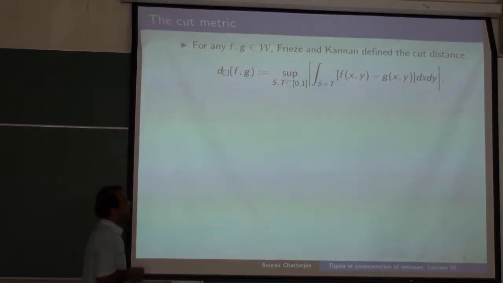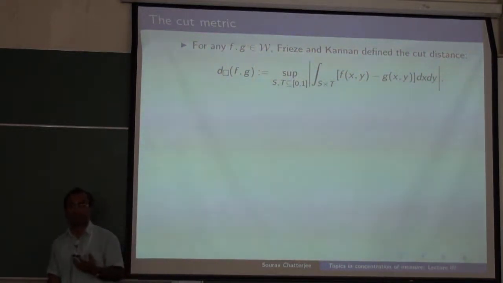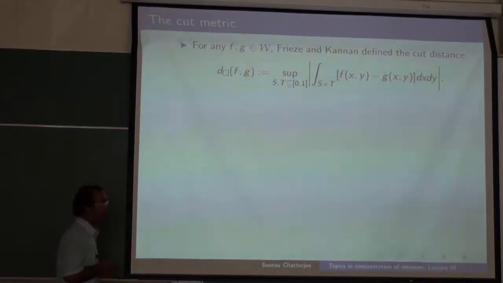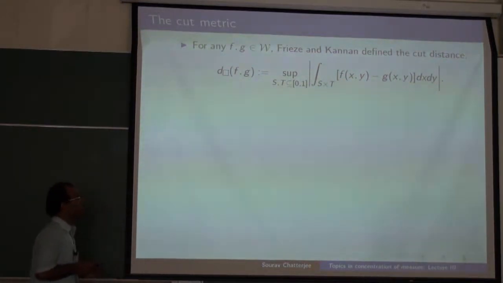Okay. So if you took it over all measurable subsets of [0, 1], you would just get the L1 distance between f and g. But here you are taking the supremum over a smaller collection of subsets. You're just considering all rectangular subsets of [0, 1]. Measurable rectangles, so S and T are measurable. I didn't mention that here, but these are measurable subsets. And you take the supremum over all of this.